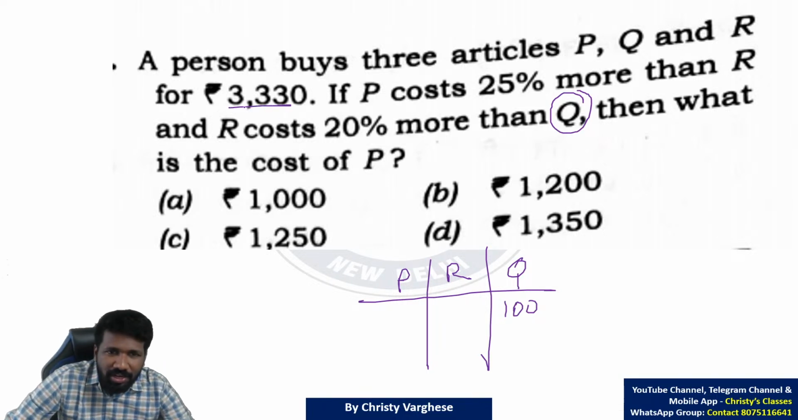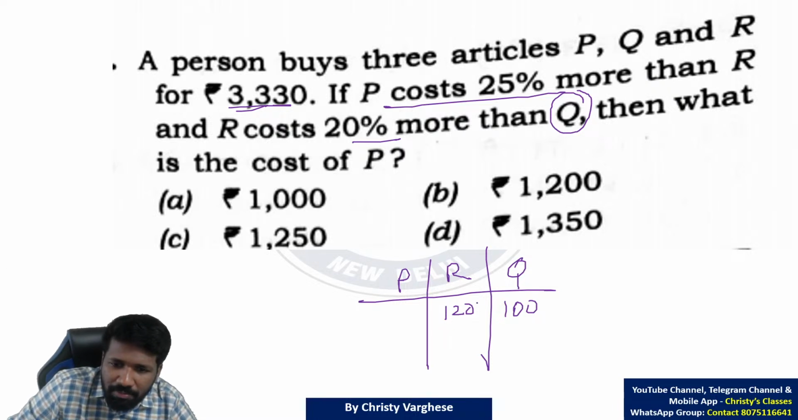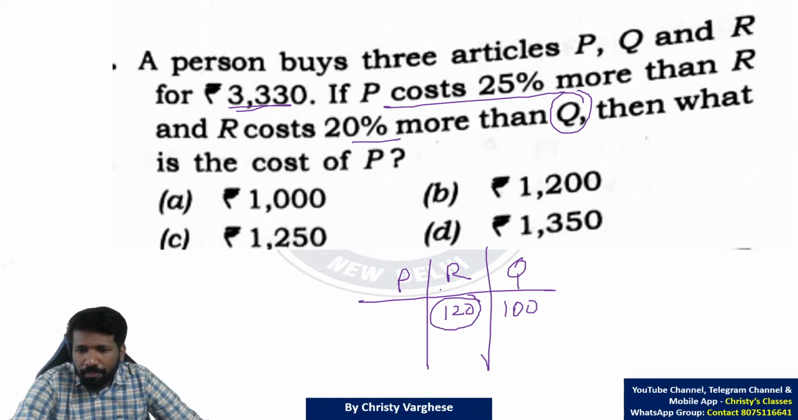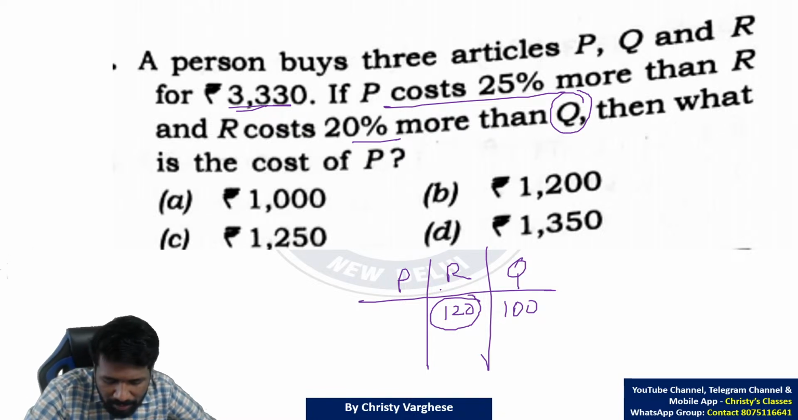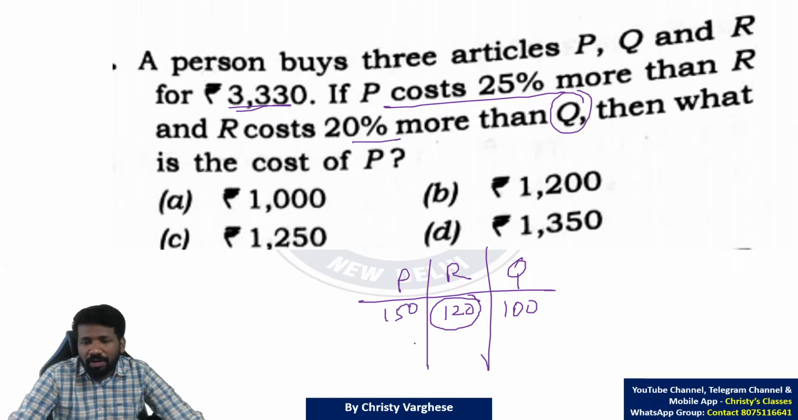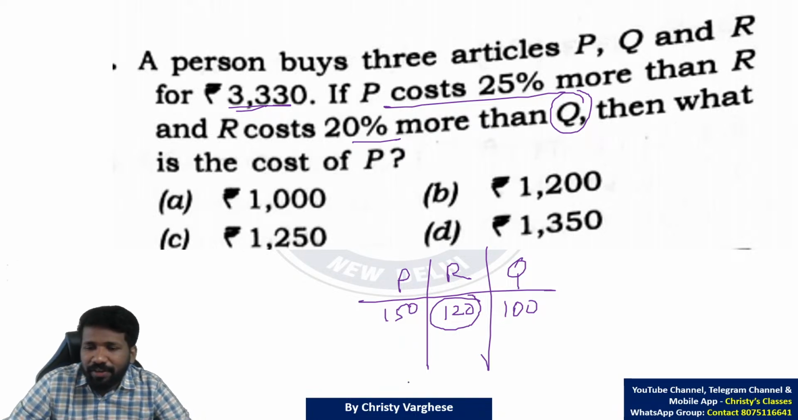100 is not Q, that is for sure, because the sum should be 3,300. If Q is 100, 20% more than Q means 100 plus 20%, that is 120. And P is 25% more than R, so 120 plus 25%. 25% is half of 120's half: half of 120 is 60, half of 60 is 30. So 30 added to 120, 150 will be P.